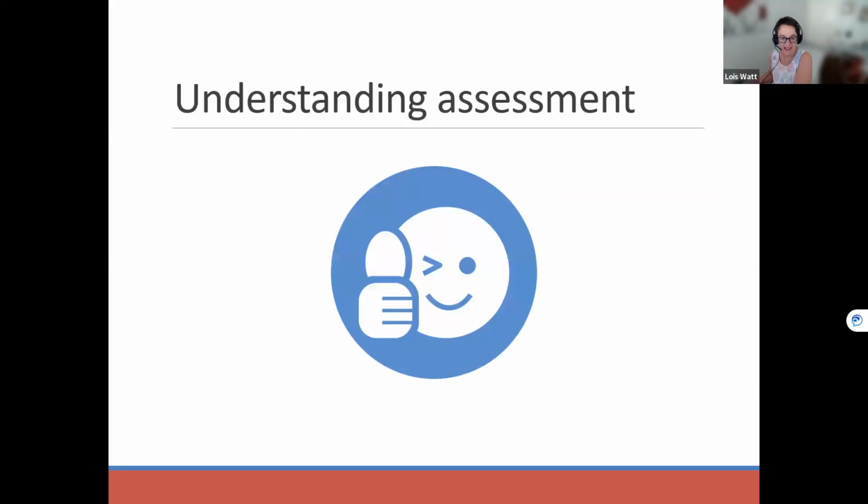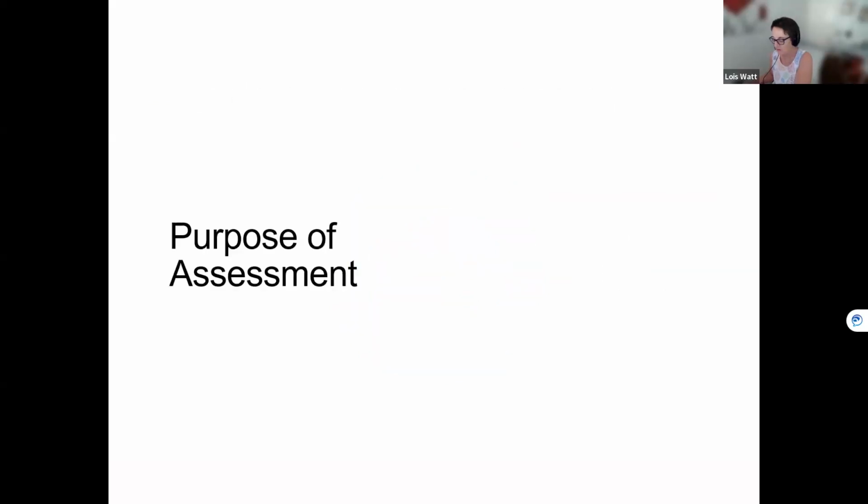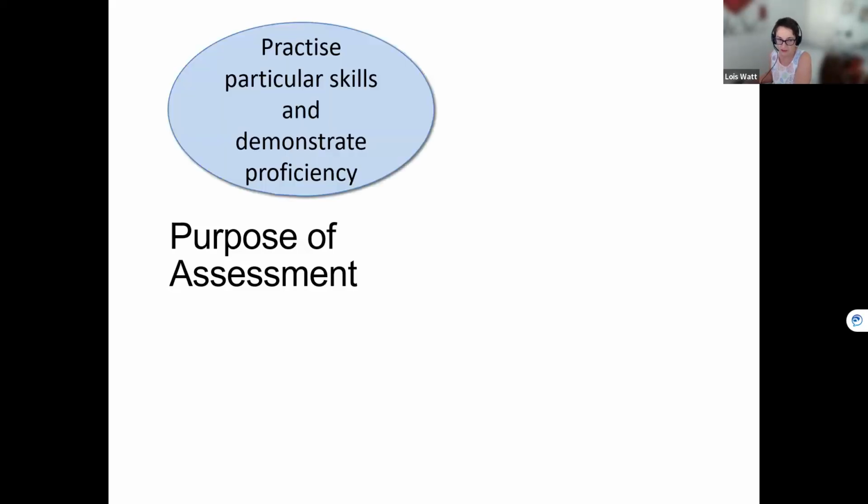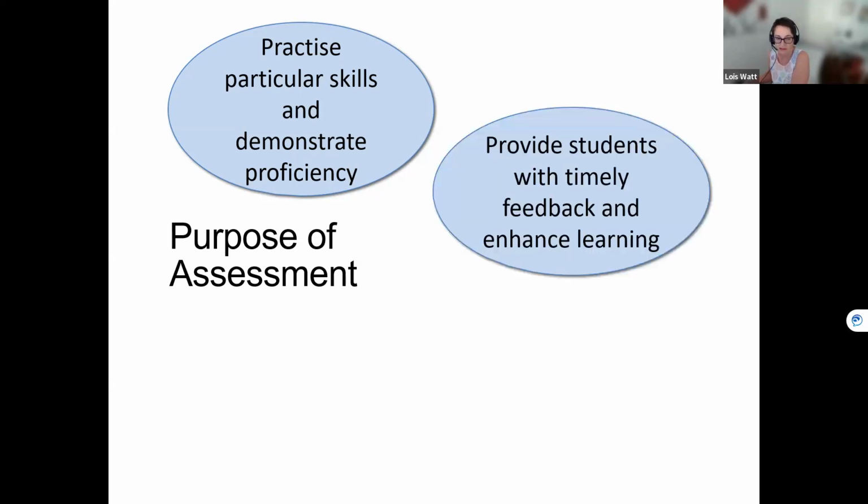It's just being emphatic. Okay, so understanding assessment. Just leading on from that, we want to look at what the purpose of assessment is. And one of those things is to practice particular skills and demonstrate proficiency. So as a nurse, you will learn how to take blood pressure recordings. As a paramedic, you learn to intubate people. Those skills need to be assessed so that the university knows that you're going to be safely out there in the big wide public and can perform those skills. And that goes right across any profession that you're going to enter.